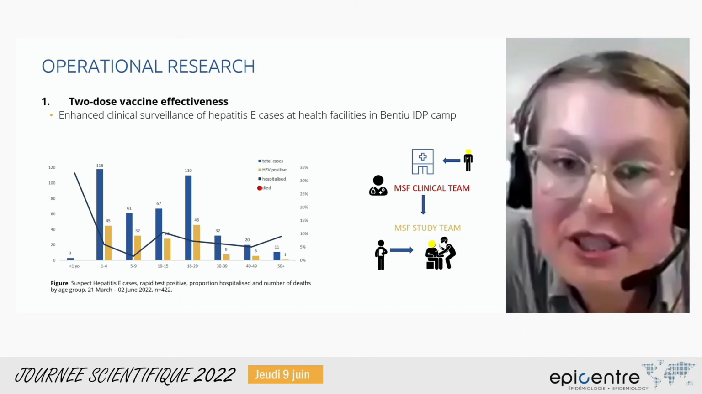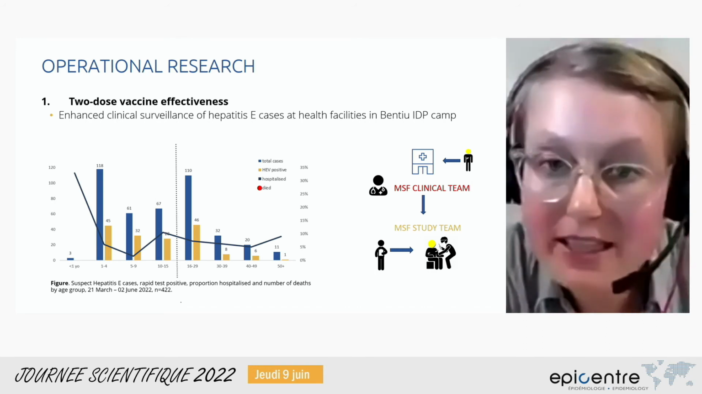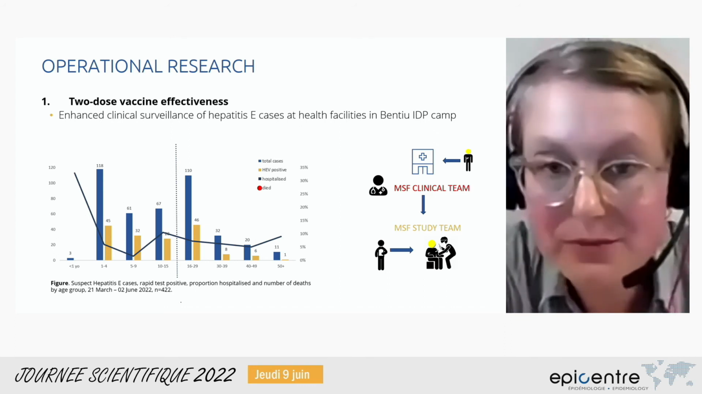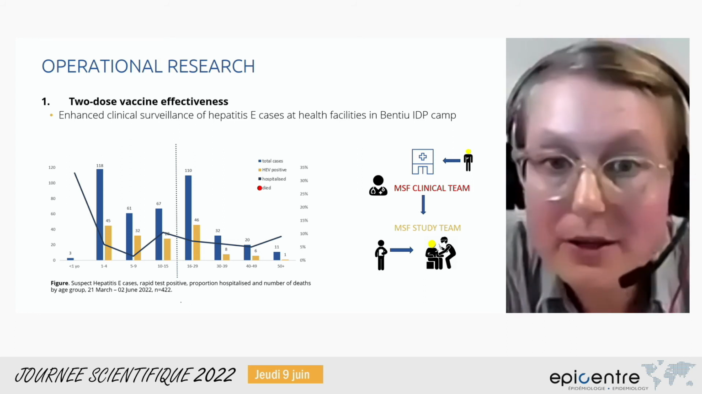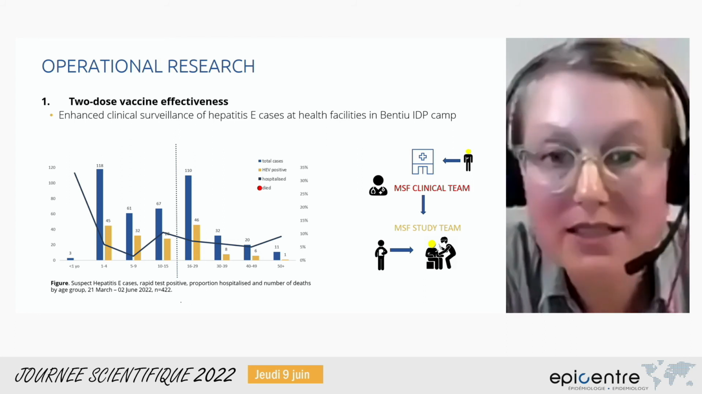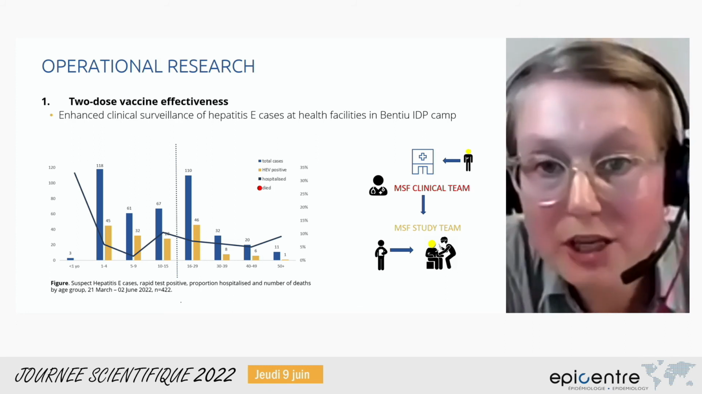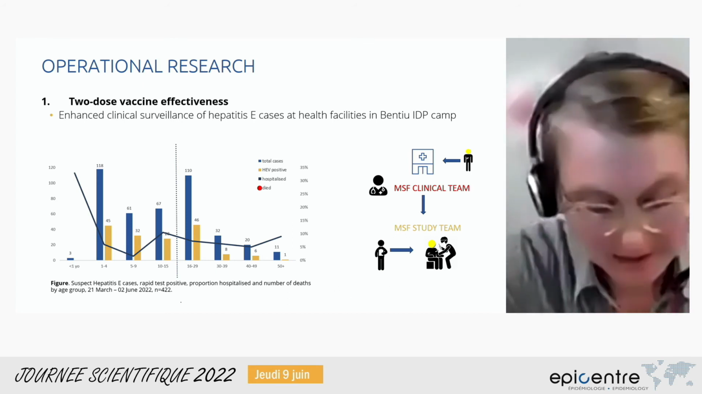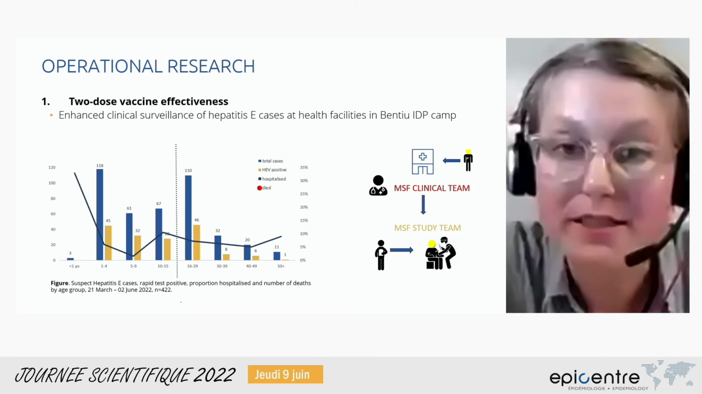Since the end of March, we have recruited 422 suspect hepatitis E cases, which are shown in the figure here, according to age category. The blue is the number of suspect cases. The yellow shows the number of cases that tested positive with a rapid diagnostic test in the hospital laboratory. And the dark blue line shows the proportion of cases that were hospitalized. The overall positivity is 42% for all cases.